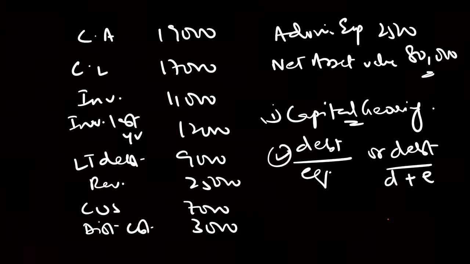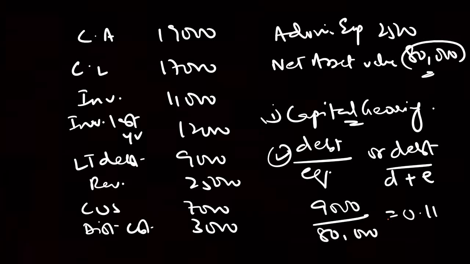For example, if I use the debt over equity one, so what is the debt? Long term debt is 9,000, and what is the equity? Equity is the net asset value, right? So this is equity 80,000. If you divide it, you will be getting a value 0.1125. Okay, this is the capital gearing.